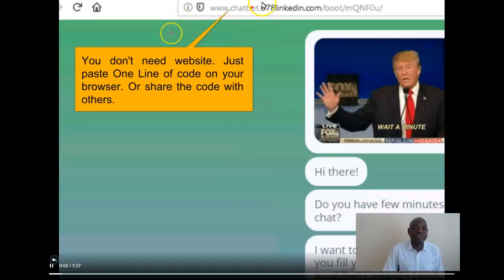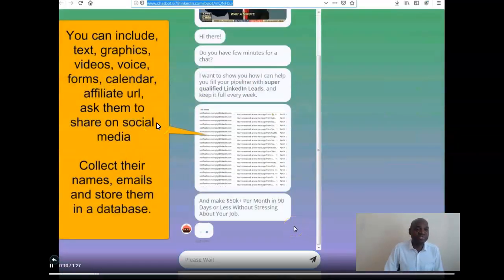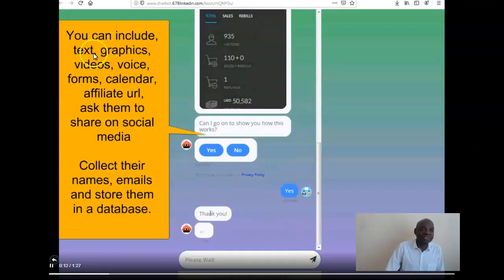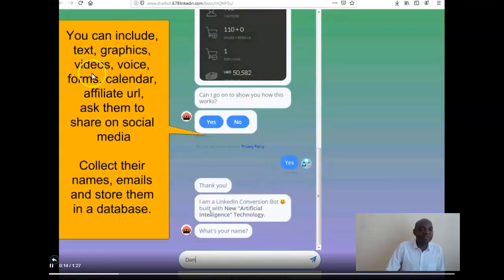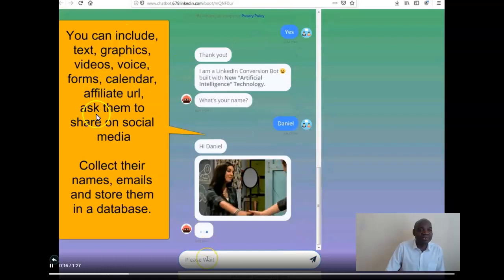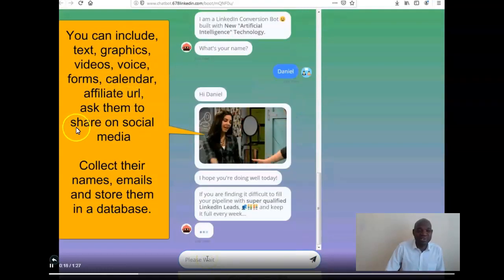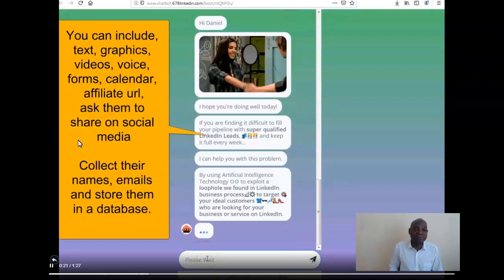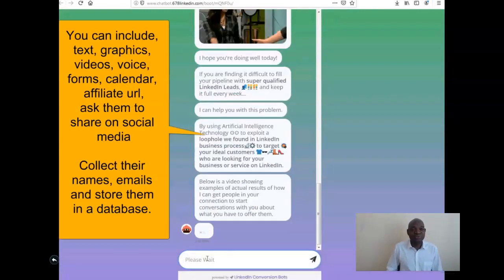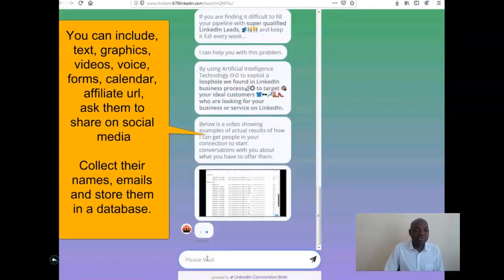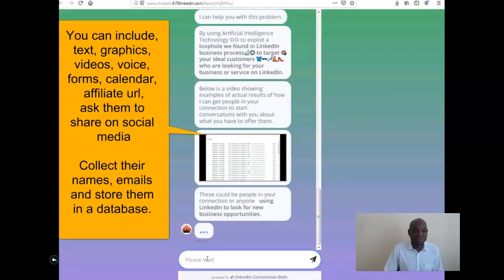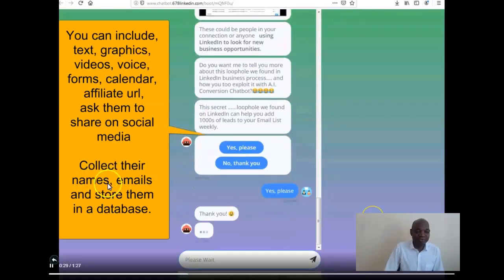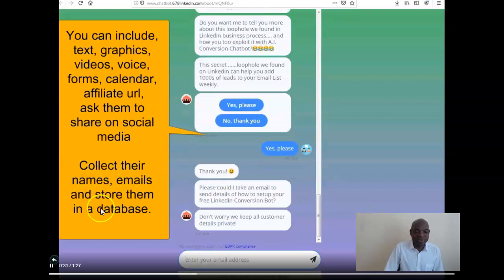Like I said, it doesn't need a website. We will give you one line of code which you can just use in any way you want to use it. You can include text, graphics like we have seen here, videos, voice form, calendar, affiliate URL. You can even ask them to share your chatbot on social media. So the essence is to collect their names, emails, and store them in a database.